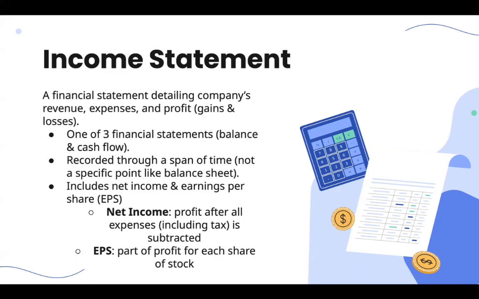Positive net income means the business is making money, while a negative net income indicates financial challenges that may require adjustments. Another important metric found on the income statement is earnings per share, or EPS. This figure represents the portion of profit allocated to each share of stock in the company. Investors closely monitor EPS because it provides insight into a company's profitability and potential for future growth. A higher EPS typically signals stronger financial performance, making a company more attractive to investors.